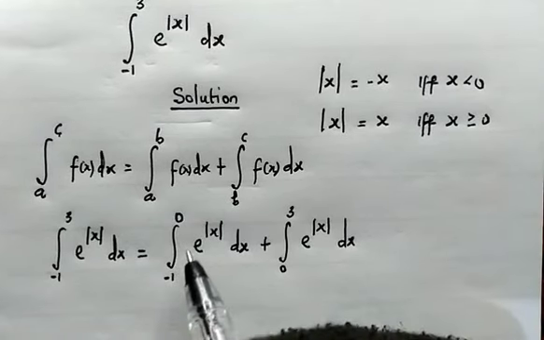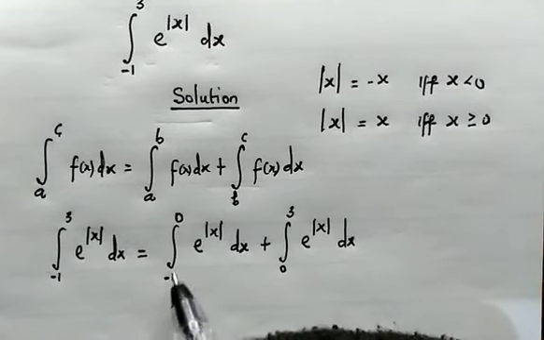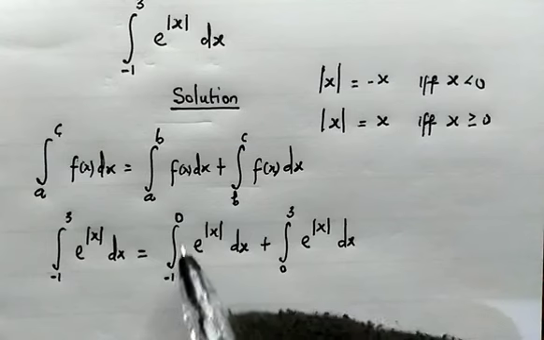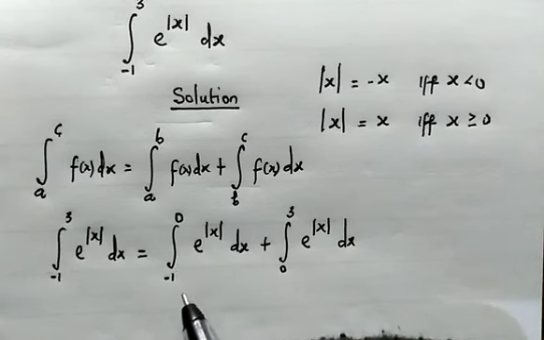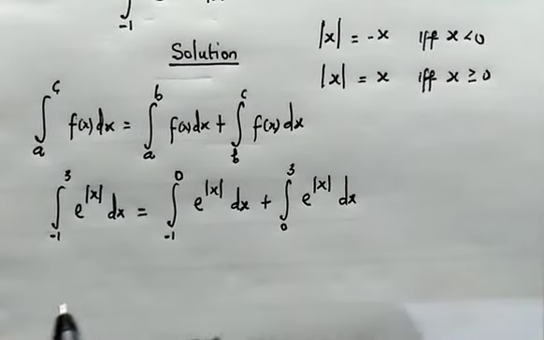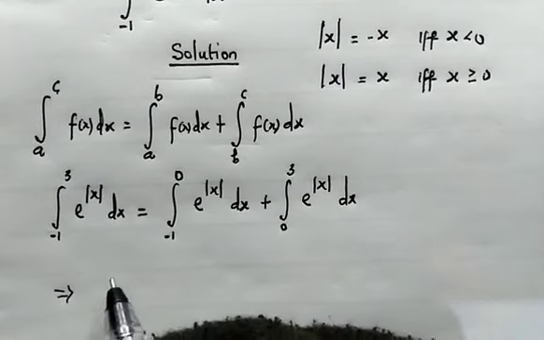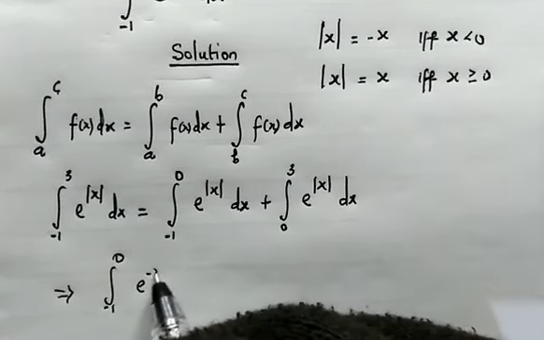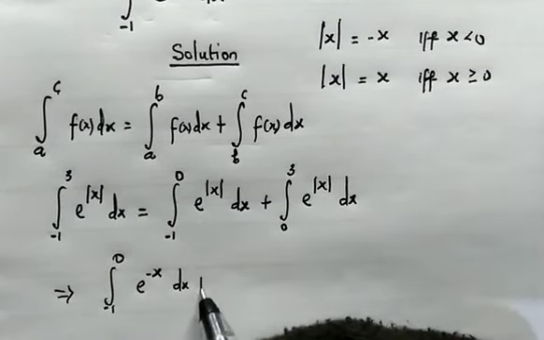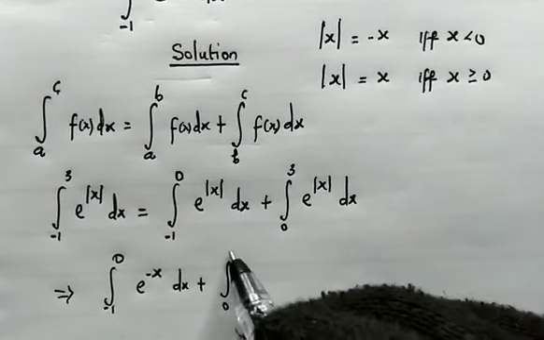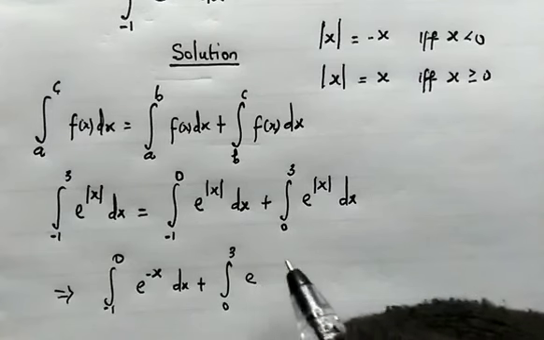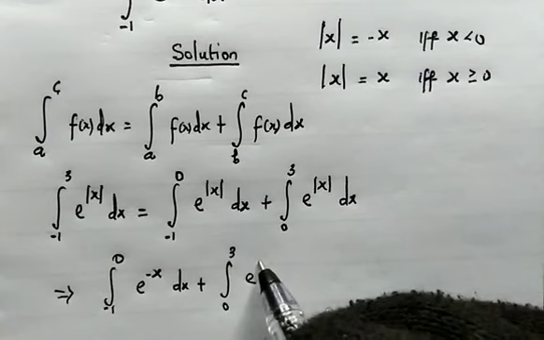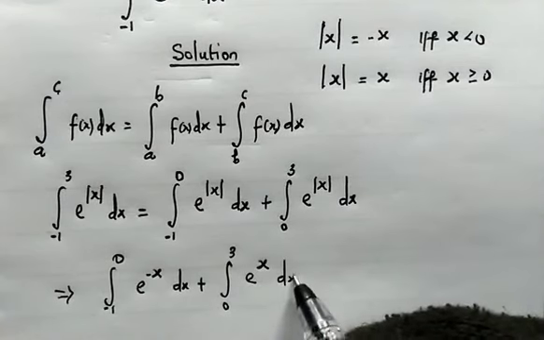Now, if we take a look at this boundary here, negative 1 to 0, we can find out that x is less than 0 between this boundary. So x is going to be negative, right? So this implies that the integral equals the integral from negative 1 to 0 of e to the power of negative x dx plus, now with the boundary of 0 to 3, x is going to be greater than or equal to 0. So x is positive, right? So here we have a positive x then dx.